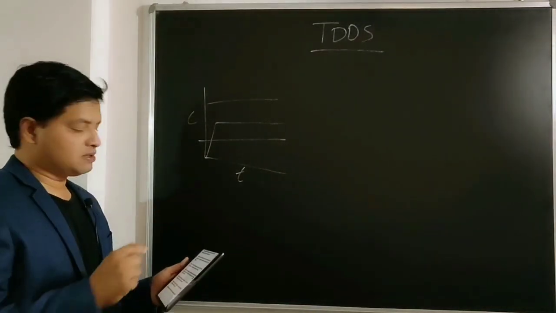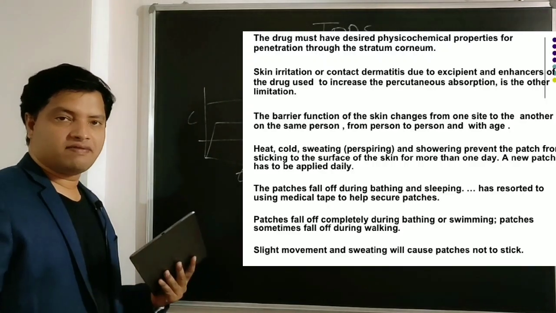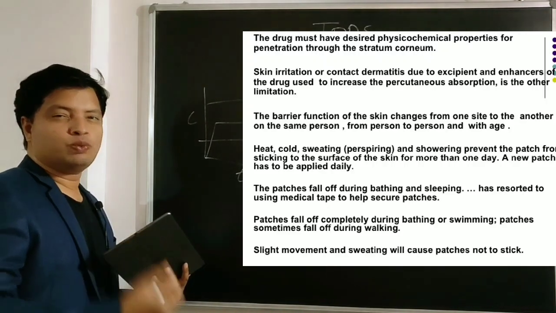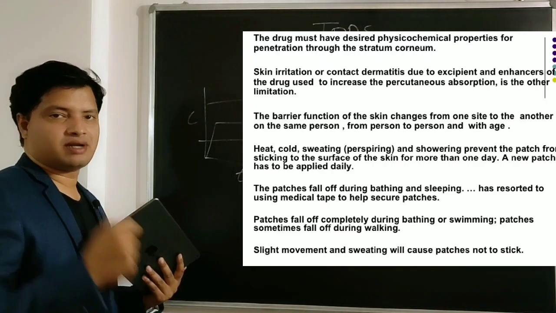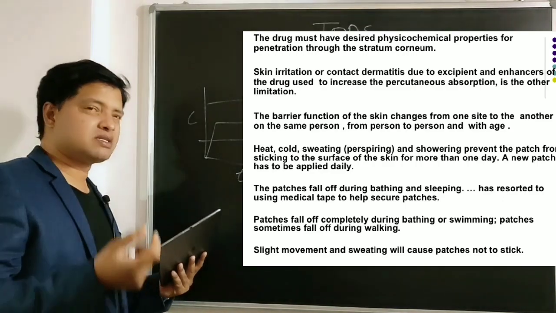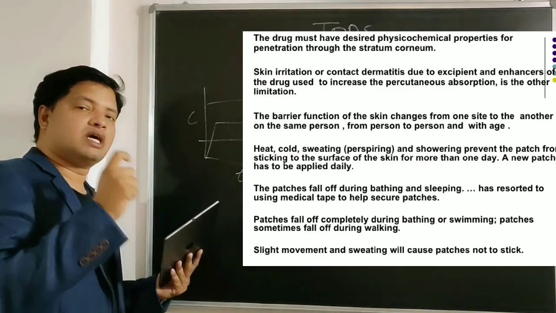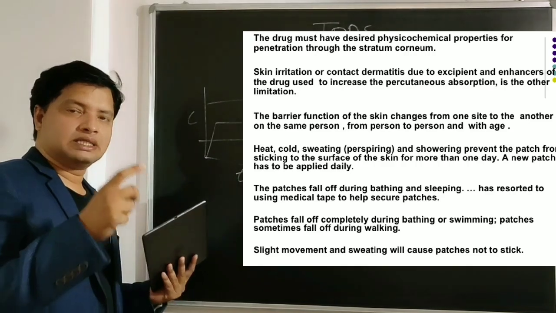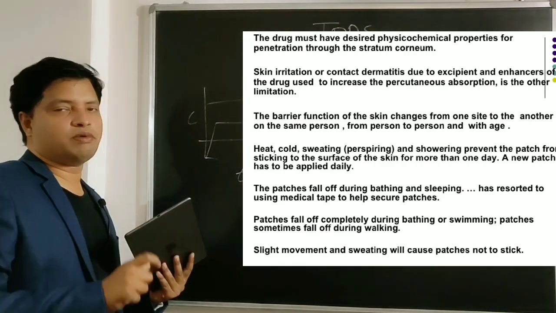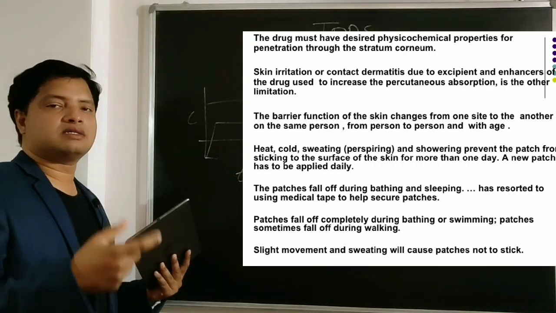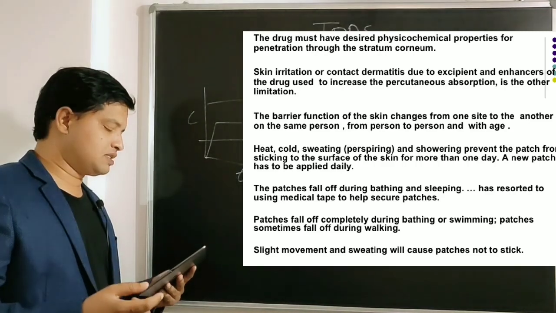Disadvantages: the drug must have desired physicochemical properties to be given in the form of transdermal drug delivery system. It means the drug should have some type of physical and chemical properties such that these characters are suitable for designing the drug into a transdermal drug delivery system.